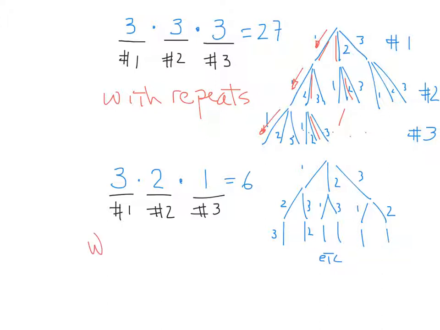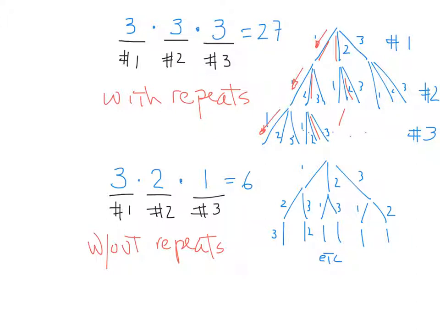So this is without repeats. I'll abbreviate it as W/out, without repeats. And this has a specific name to it, which we'll describe in the next slide. But you'll notice that it counts down as you're going. So it says you have 3 choices, then 2 choices, then 1 choice. Each time you've made a choice, you have 1 fewer choices each time.